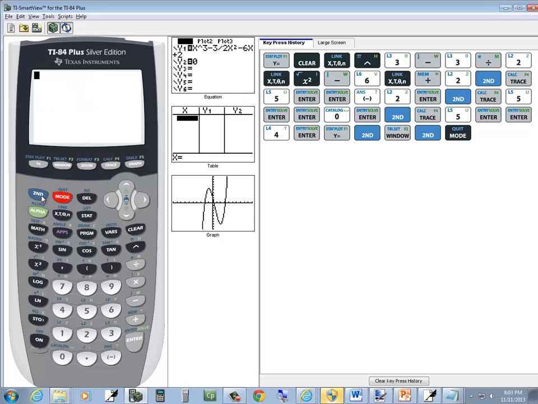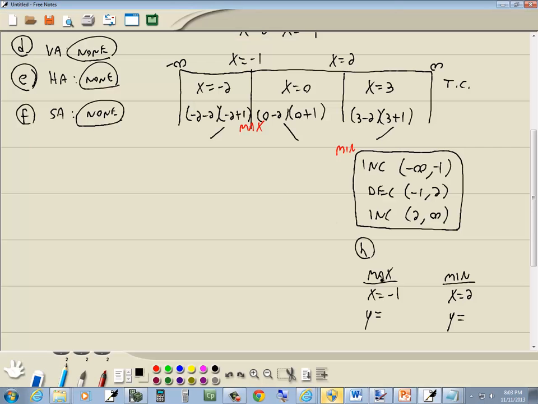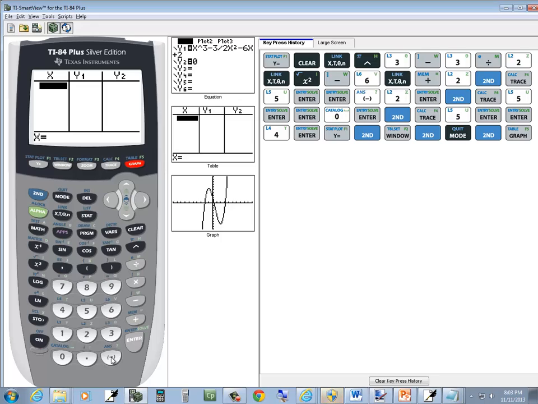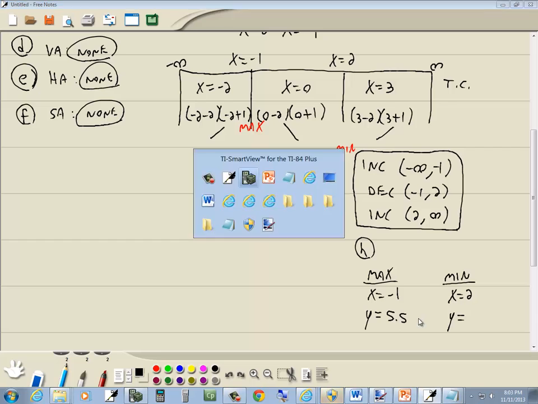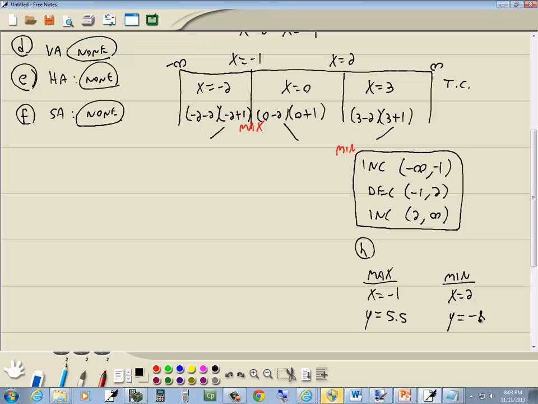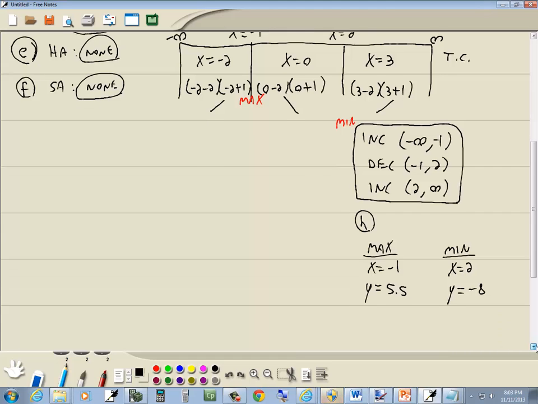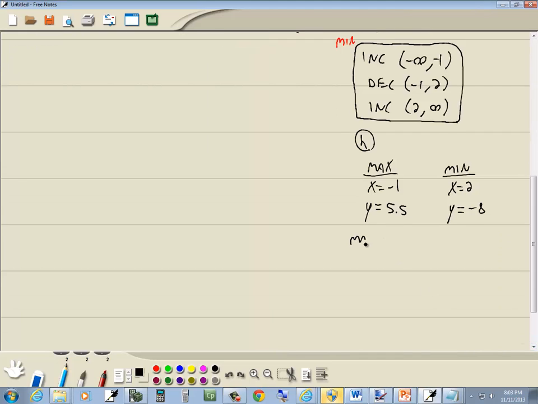Now we want to go to table. So I do second graph, and then we want to enter in these numbers, negative 1 and 2. So negative 1, enter, 2, enter. So this one, negative 1 is 5.5, and 2 is negative 8. So we're going to have a max at negative 1, 5.5, and we'll have a min at 2, negative 8.